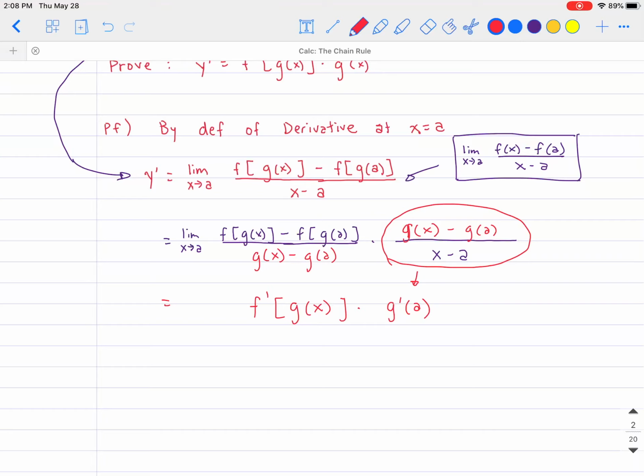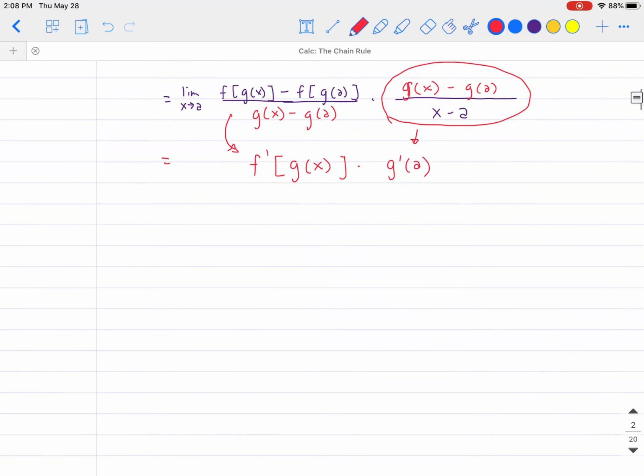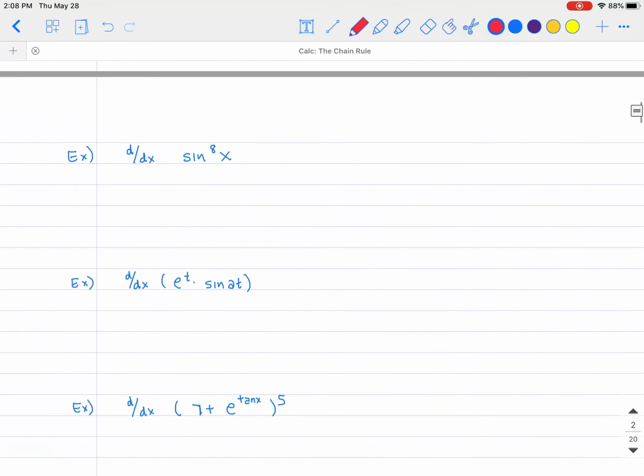In essence, this one's actually a pretty short derivation, but it's pretty hard to see from this part to this part. So you might want to pause the video and take a look at it, or let that sink in a little bit, and hopefully it'll work out.